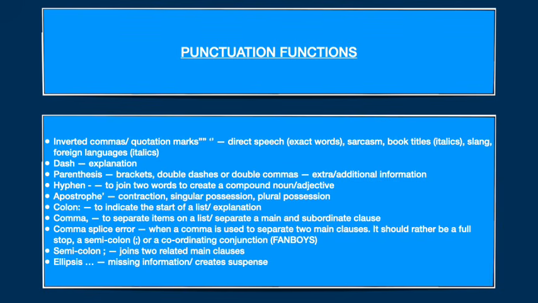A semicolon joins two related main clauses, and an ellipsis shows missing information, and the effect is it can create some sense of suspense. Now, these are not all of the punctuation marks and not all the functions that could be asked. These are just the ones that come up the most often, so you should definitely be aware of them. As I said before, make sure if you're answering a paper one question, you always go back and look at the context in which these are being utilized, and then you can identify, especially for something like inverted commas, for instance. You don't want to just guess what it's being used for. You need to go back to the sentence that it's used in, go back to the context, and understand, okay, this writer has used it for indicating direct speech, or perhaps this writer has used it to indicate sarcasm.